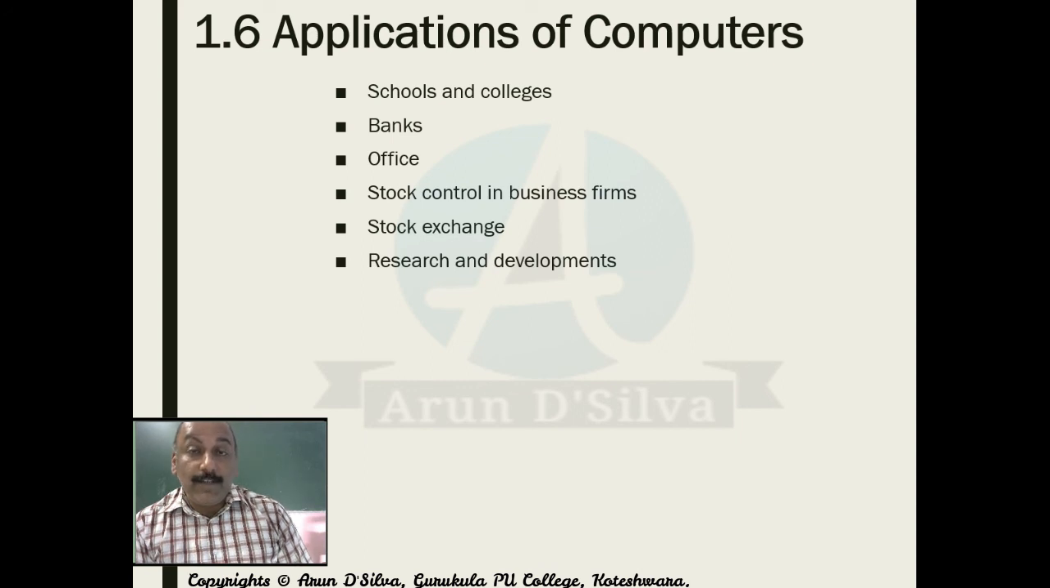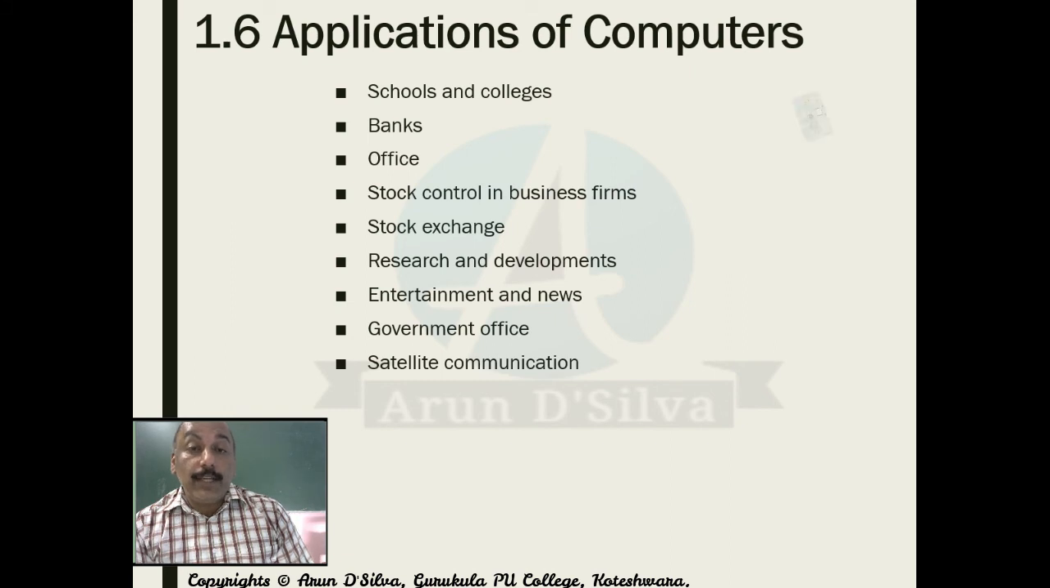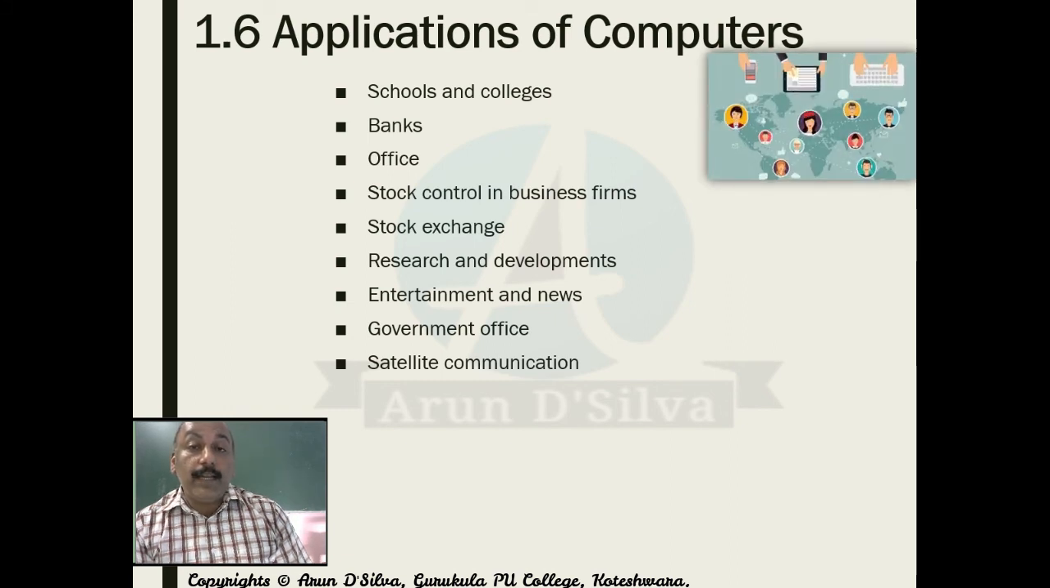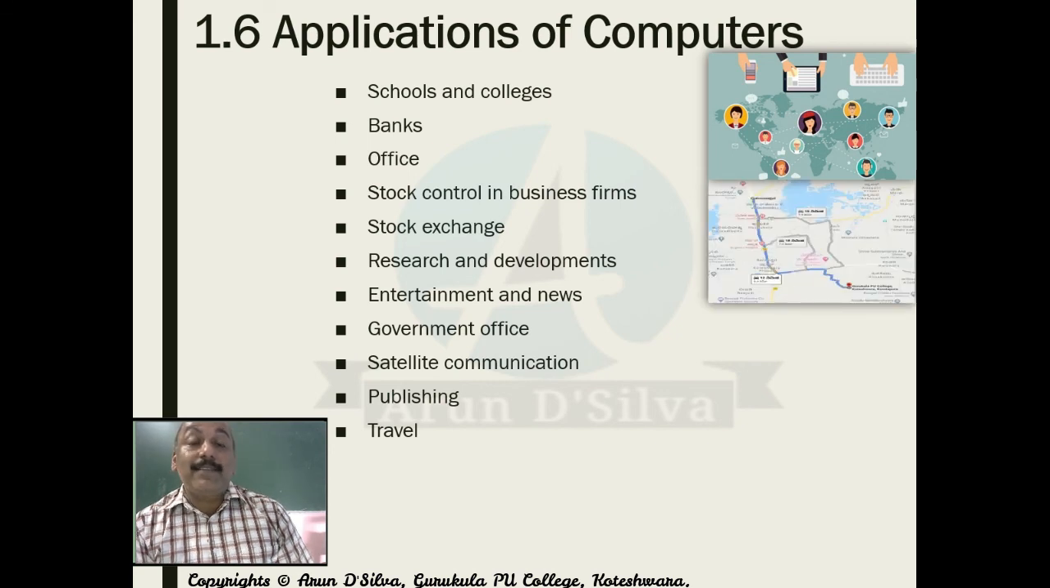For research and development purposes, computers are used. Entertainment and news purposes, computers are used. Government offices have implemented computers. Satellite communication. I think this is a picture that gives an idea for people. Satellite communication and publishing, traveling purposes. You have seen Google Maps today. Now everybody is dependent upon GPS. People say, just share your location, or through WhatsApp you share the location. Looking at that path, they will reach you. So this is all possible.